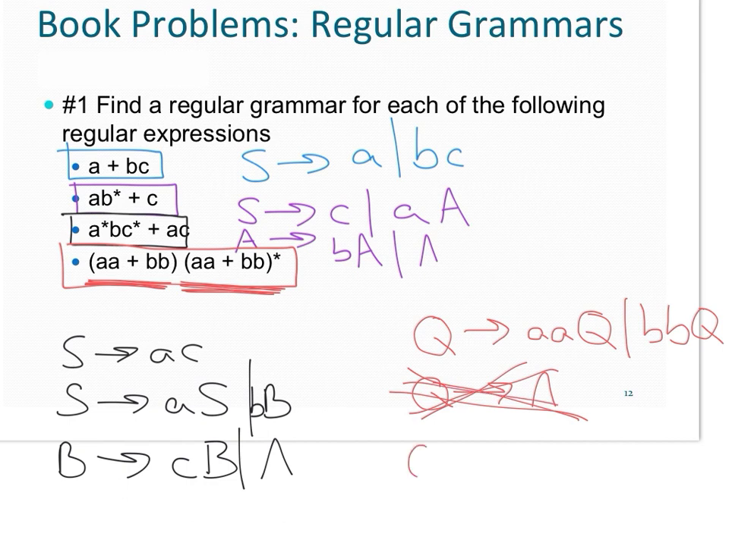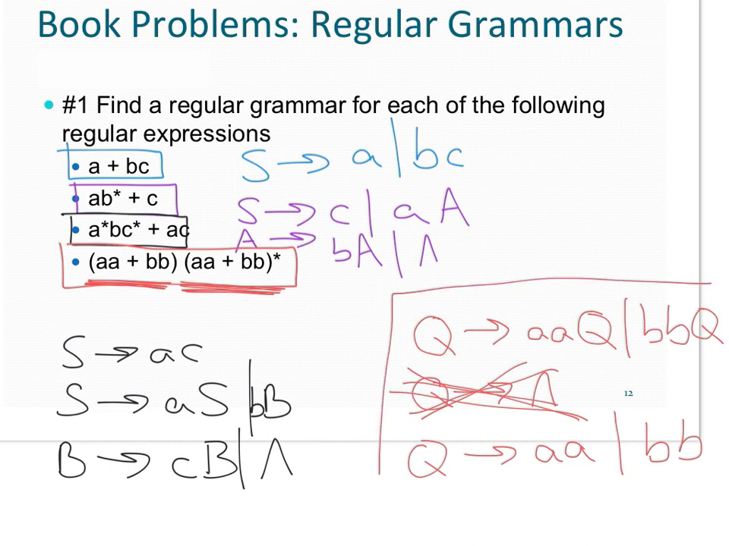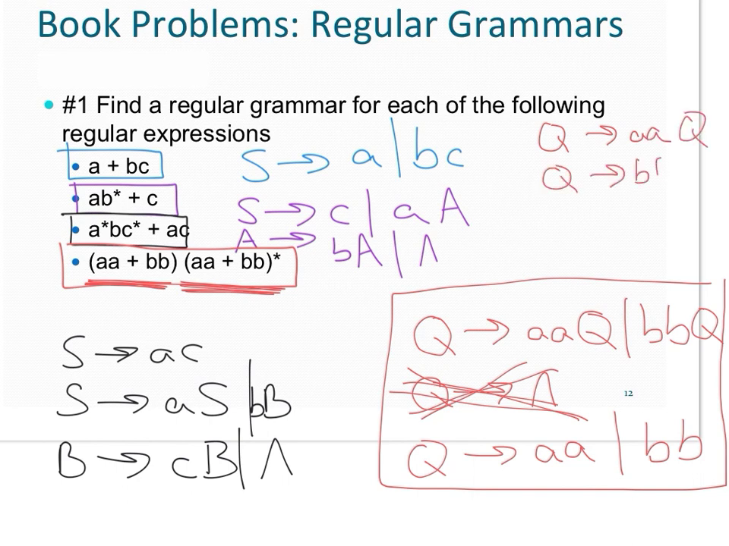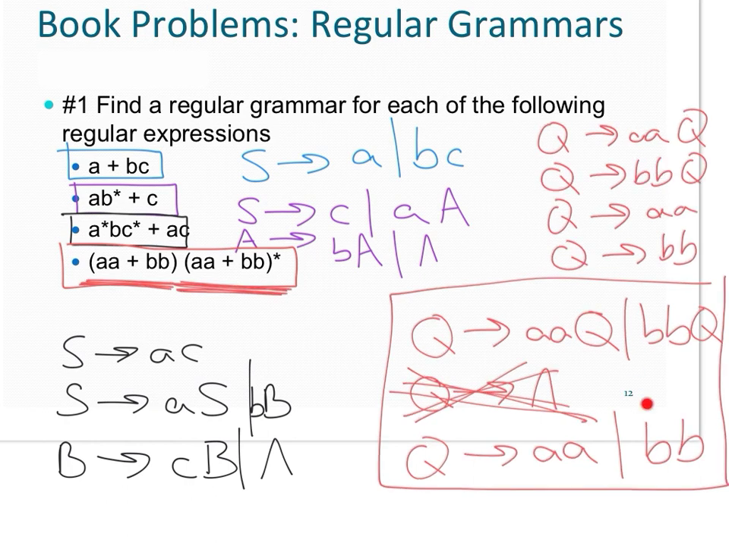So what we need to do here is say, when you're done making as many extras as you want, make sure that Q goes to either an AA or a BB. And again, let me remind you that all of this is actually 4 production rules. So my production rules for this are Q goes to AAQ, Q goes to BBQ, Q goes to AA, and Q goes to BB. So this is just a shorthand for these rules.